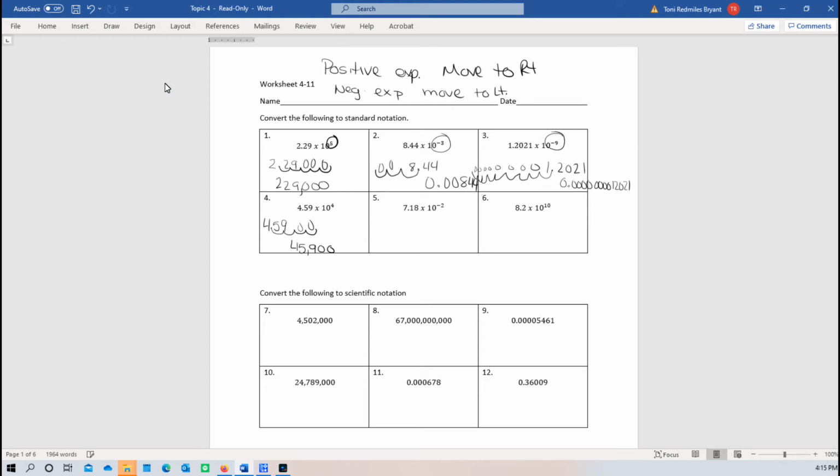In this one, it's less than 1, so I got to go to the left 2 places. And you know that exponent's even less than 1. Negative 2 is less than 1. So it makes sense.